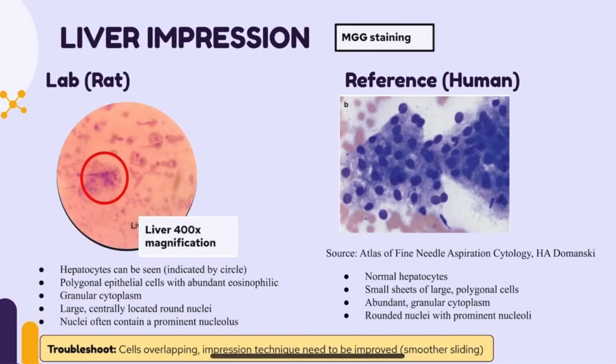The impression smear technique is applied to the liver samples of the rat for liver cytology, and MGG stain is applied onto the slide. The reference cytology slide shows normal hepatocytes, which are presented as sheets of large polygonal cells with an abundant granular cytoplasm and rounded nuclei with prominent nucleoli. The laboratory results are like the reference result. The overlapping cells call for an improvement in the technique of impression smearing.